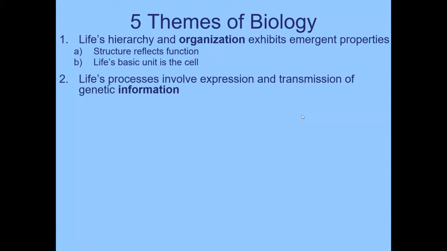The next theme is that for life processes to occur, it has to involve the expression and then transmission of genetic information. So we're going to talk about how our DNA codes for proteins that then function to make the cell work. All right, so we depend on that genetic information in our DNA to get the cell to do what it wants, and then of course we pass that DNA on to the next generation. So that's the transmission part.